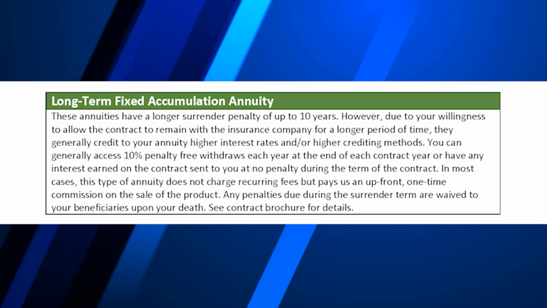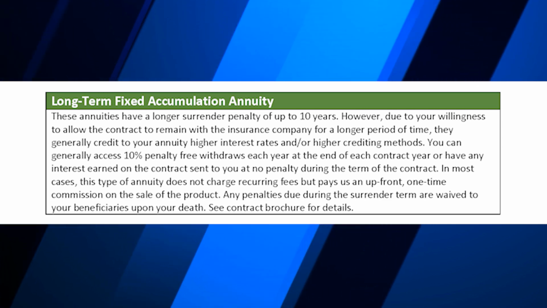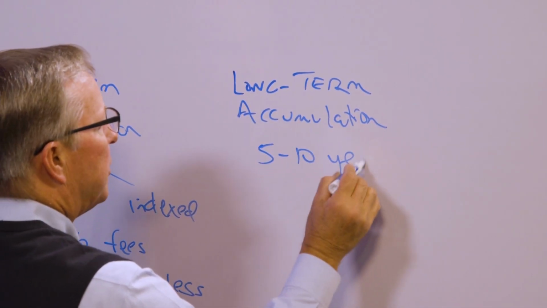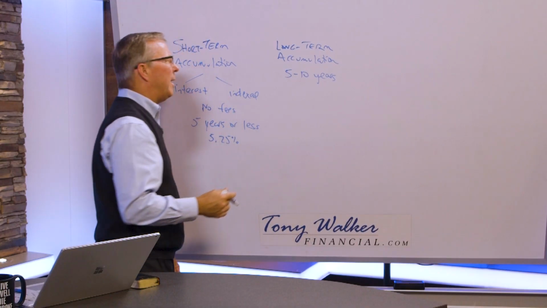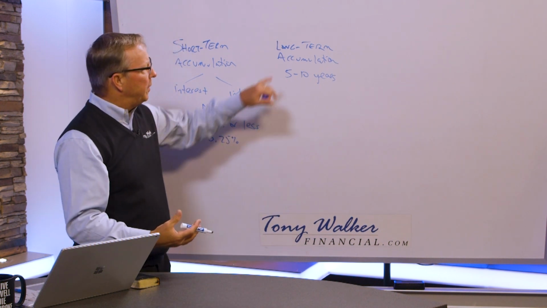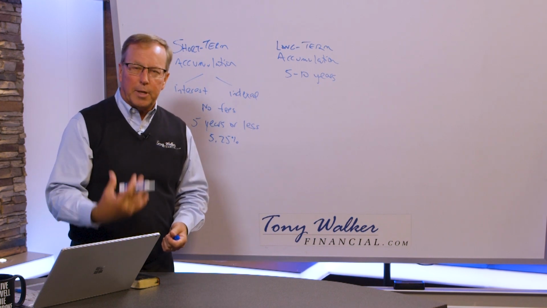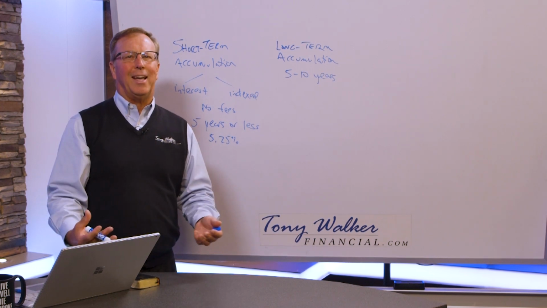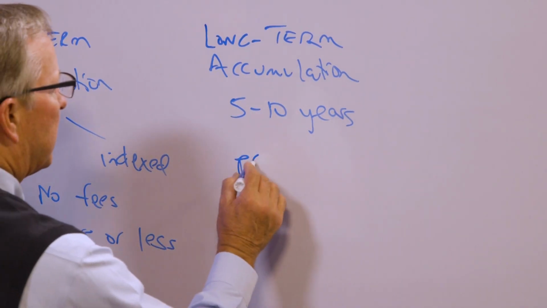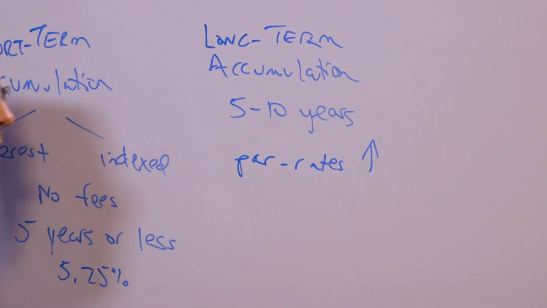The second category of annuities is long-term accumulation. So the definition of long-term accumulation is 5 to 10 years. All right, and there are times when you might say, well, why would I want to tie up my money for 5 to 10 years? Well, the insurance companies know if they've got that money obligated a little longer, in most cases they can pay interest longer, they can guarantee interest longer, or if it's a fixed index annuity, it's something called participation rates, we call them par rates. More than likely they are going to be a lot higher.